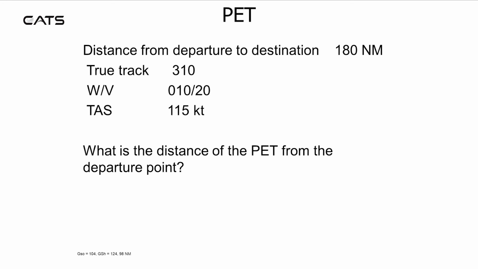Well, using a CRP5, calculate the ground speed out and the ground speed home, which are 104 and 124 approximately. Put this into the formula DH over O plus H, and you should get a distance to the point of equal time of 98 nautical miles.